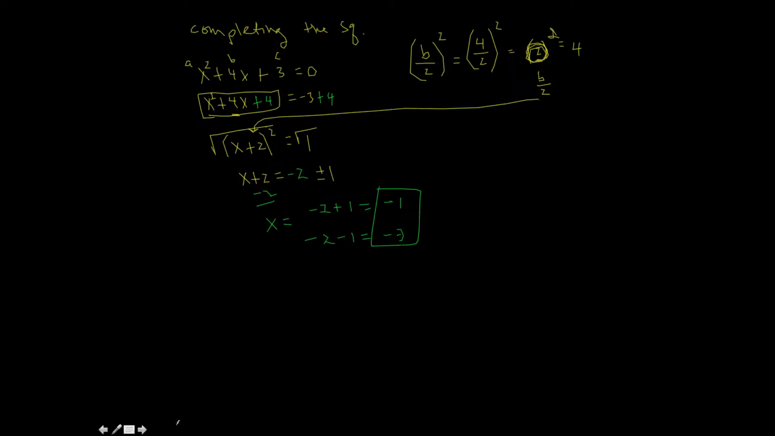So let's step it up a notch and look at this one: 2x squared plus 3x minus 1 equals 0. Well, first things first, divide everything in here by 2. Now, we didn't have this step on the last one because we didn't have a 2 in front of our x squared.